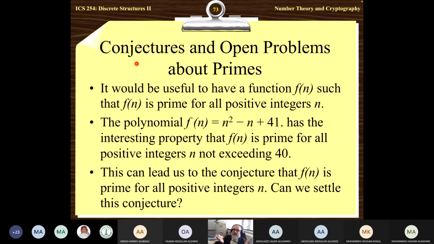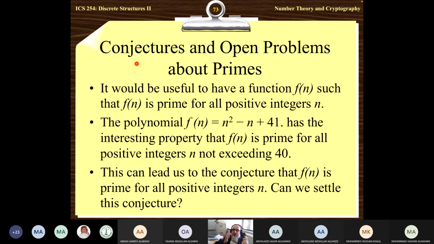Okay, even if you tried it for 10, 100 million numbers, it will not be sufficient or enough to say that it is correct. It has to have a formal proof.